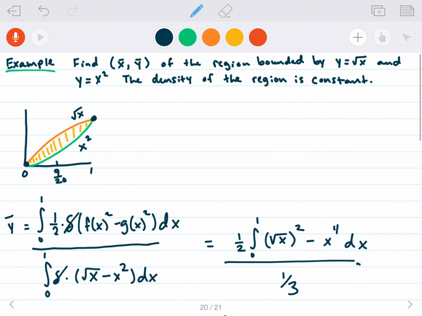So on our picture right here, well, let's see. We have x is 9 over 20 and y is also 9 over 20. So it looks like our center of mass is about right here. So this is the point 9 over 20, 9 over 20. This is x bar, y bar.